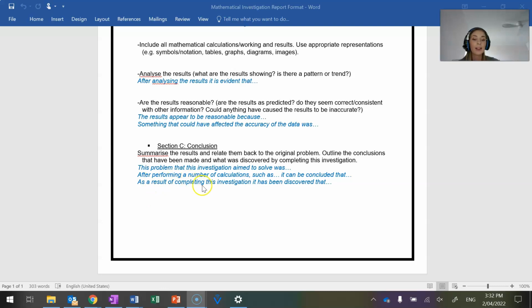After performing a number of calculations such as mean, median, mode, range, then talk about what happened when you calculated the mean, the median, the mode without the outliers. And then talk about it can be concluded that. So what can you conclude from the data that you've collected? What do the results show? As a result of completing this investigation, it has been discovered that ... Obviously I can't tell you the answers to these questions. These are only sentence starters, and you need to first of all collect your data and then analyze your data.